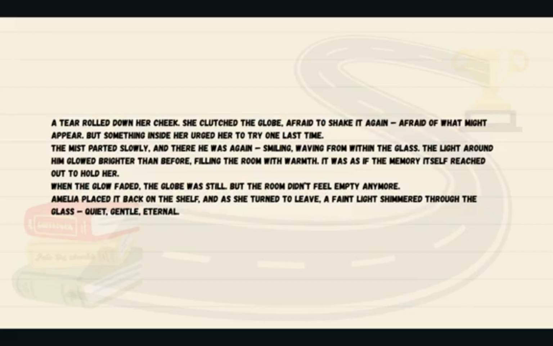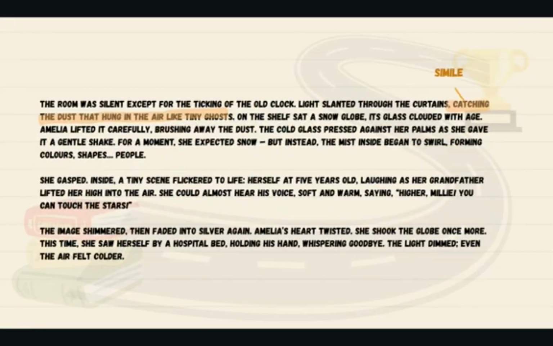The mist parted slowly, and there he was again, smiling, waving from within the glass. The light around him glowed brighter than before, filling the room with warmth. It was as if the memory itself reached out to hold her. When the glow faded, the globe was still, but the room didn't feel empty anymore. Amelia placed it back on the shelf, and as she turned to leave, a faint light shimmered through the glass. Quiet, gentle, eternal.